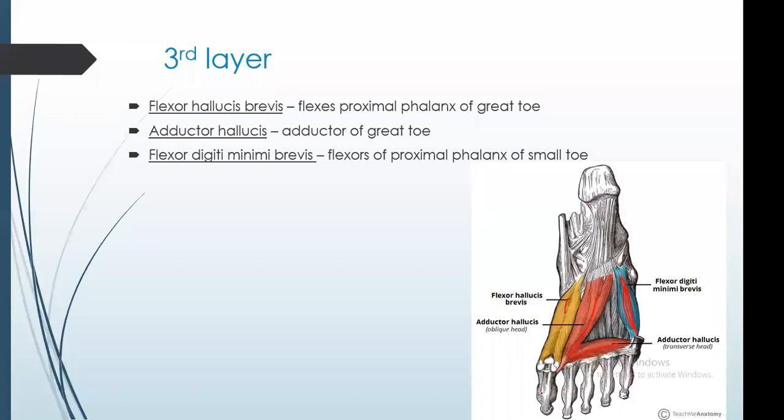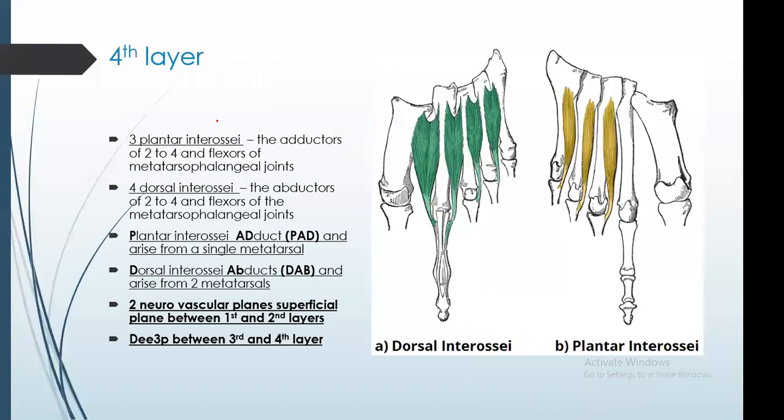This is the third layer, and the most deep layer, the fourth layer, are the three plantar interossei and the four dorsal interossei. The three plantar interossei, these three in the yellow, these are the adductors of the second to the fourth.